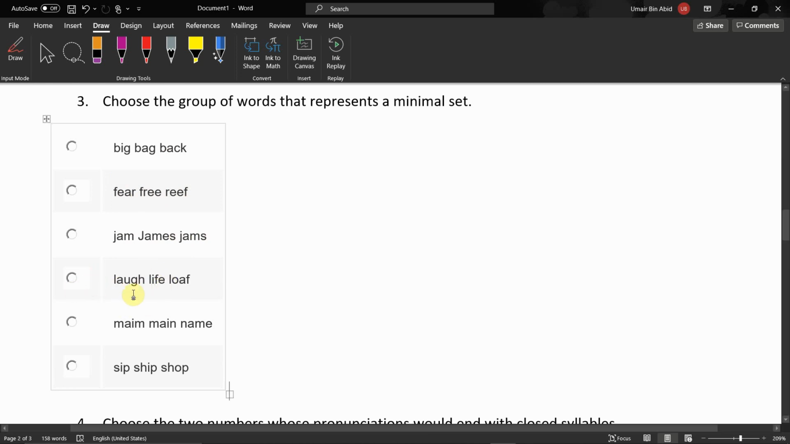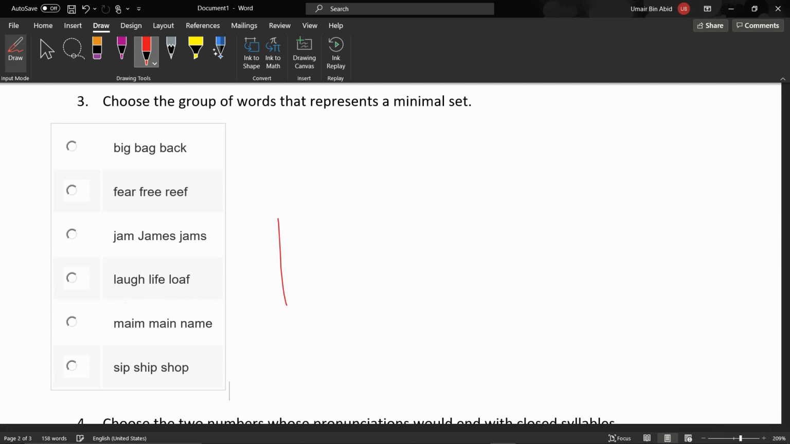Now look at this word. Life, love, and live. We can see the first and the last consonant in these three words is the same. The first consonant is l in all these three words, and the last consonant is f. So this meets the criteria of a minimal pair, because only the vowel sound is changed in all three words. The rest of the consonants are similar.